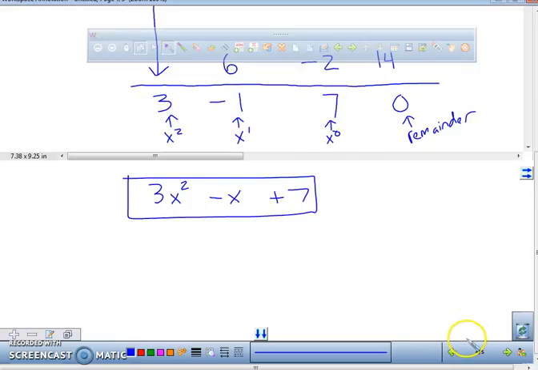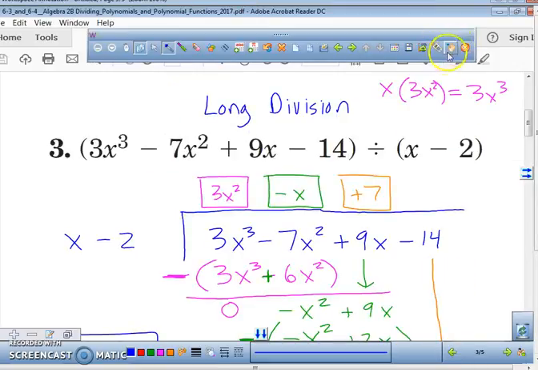By the way, let's go back and look at our final answer from our previous problem doing long division. Hey, look.